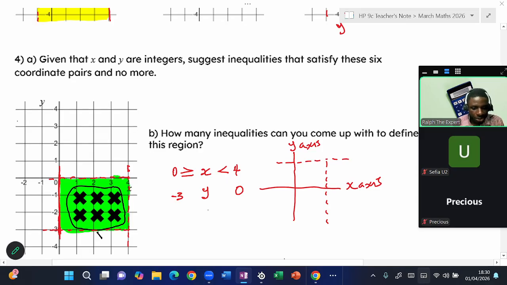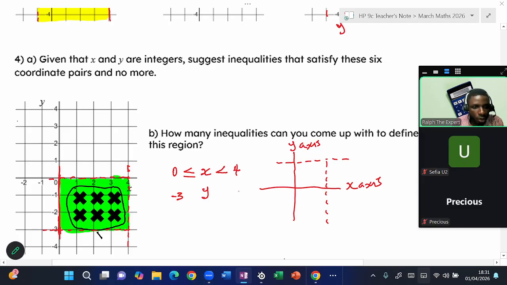Sorry, let me undo that. I think that could be a bit confusing because the values are greater than 0. So 0 can't be greater than x. Sorry about that. So it's going to be 0 less than or equal to x. Then the values of x, they are less than 4. They are not greater than 4. And because that line is a broken line, it means 4 is not included. So we are going to put less than and would not put equal to.